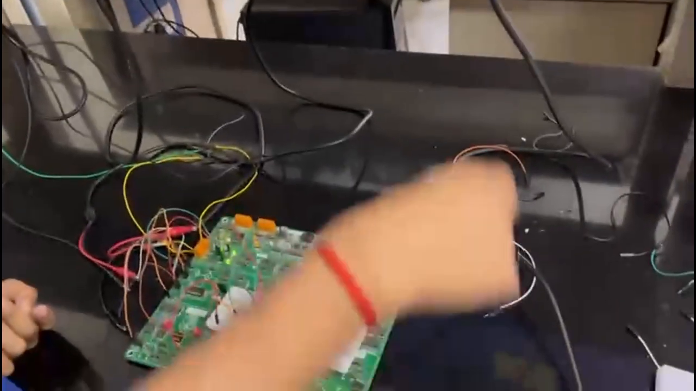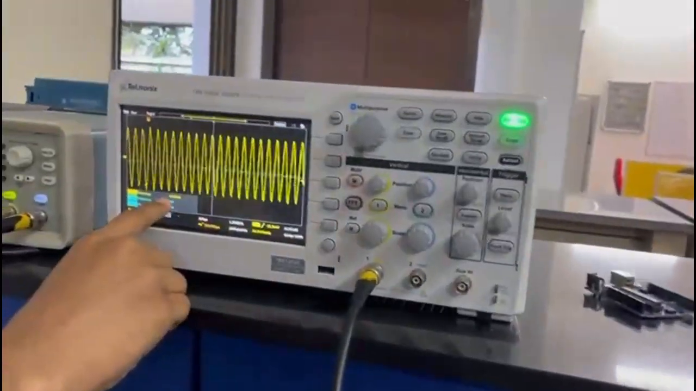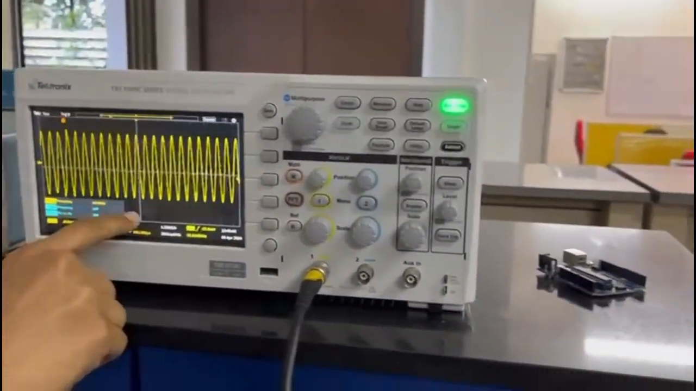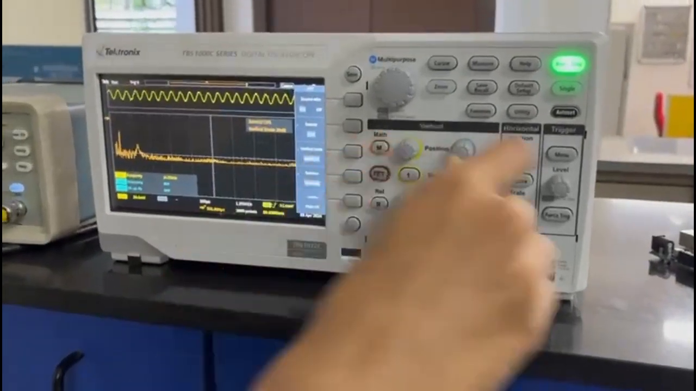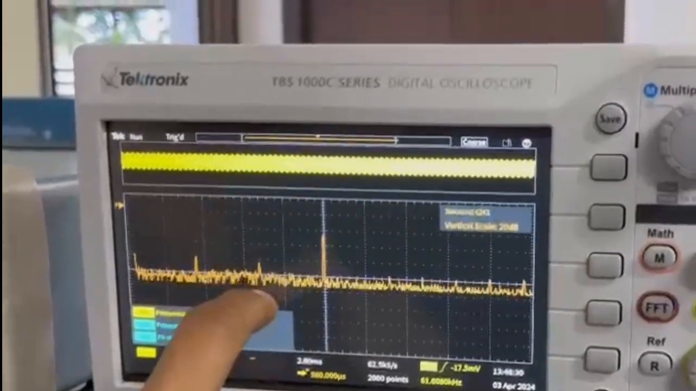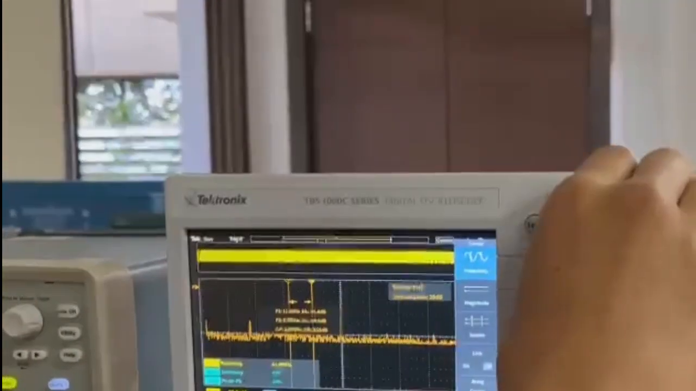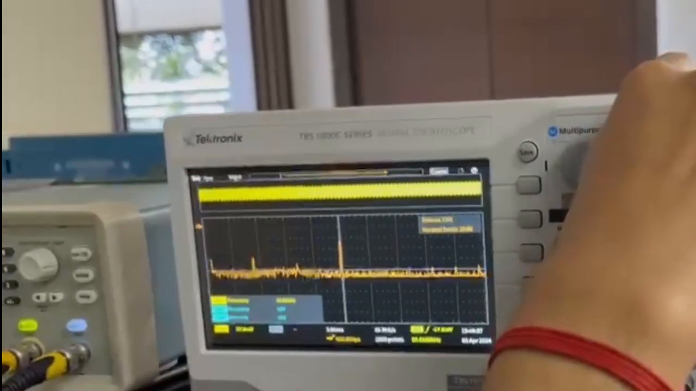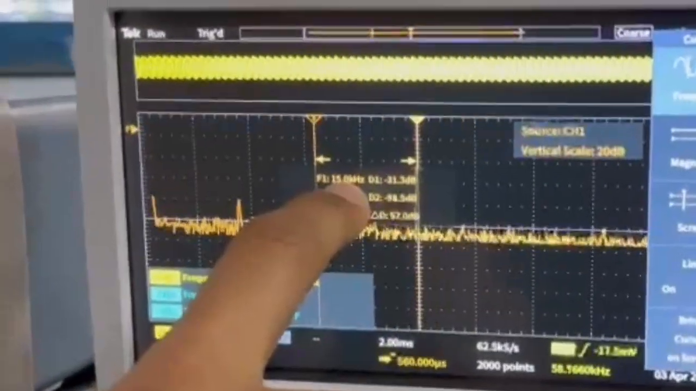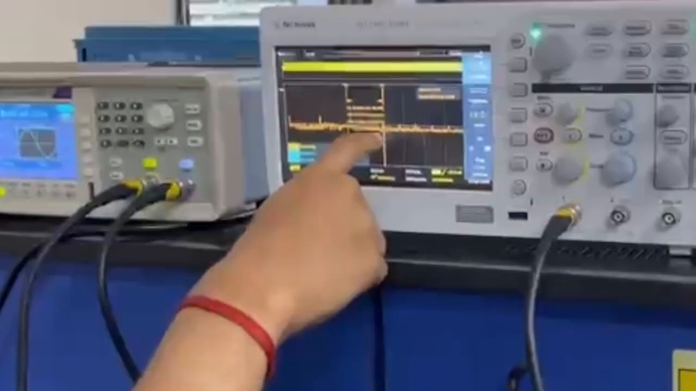The input is passing through this and the output is shown in the DSO. We can see that the frequency is almost equal to 15 kilohertz. It shows that the filtering is done properly, and this is the FFT. This is the FFT of the filtered signal. We can see that the maximum peak is present here. We'll now check which frequency component that is, and we see that it is exactly 15 kilohertz. So this shows that the filtering is done properly and we are getting the desired output.